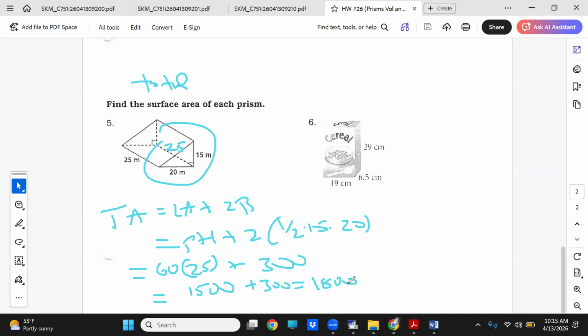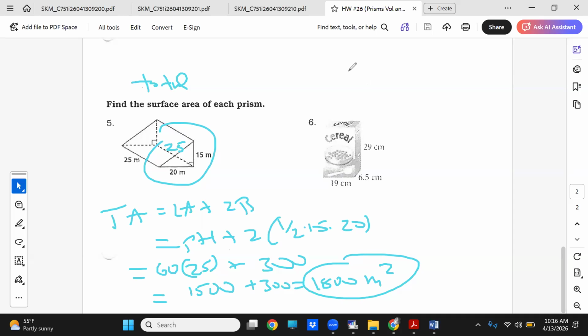That's 1800. So hopefully that makes sense for that one. Okay, so it's very straightforward. Now, formulas, I am going to give you these formulas. I'm going to tell you, actually, I have it right here. I'll tell you.